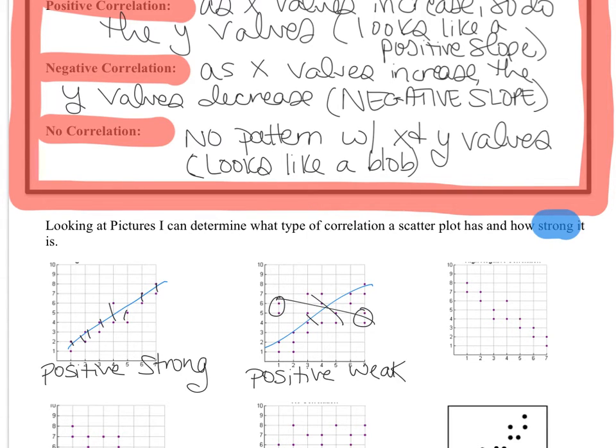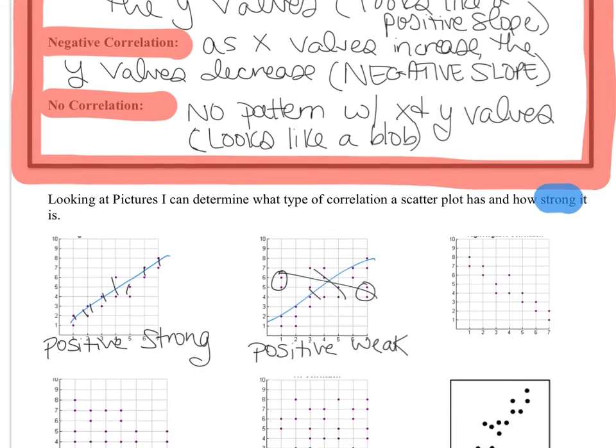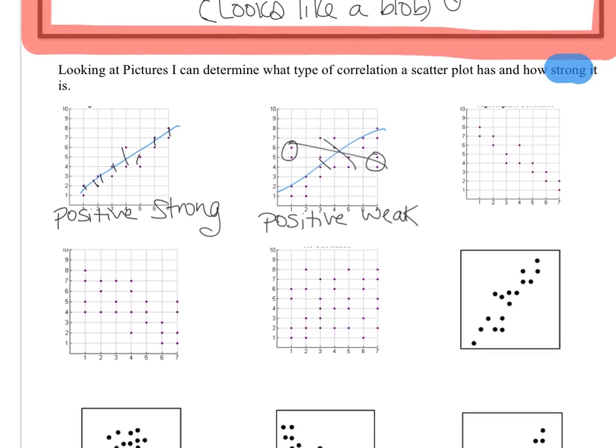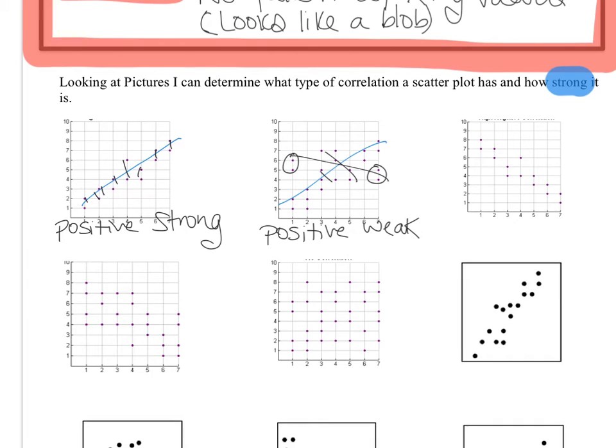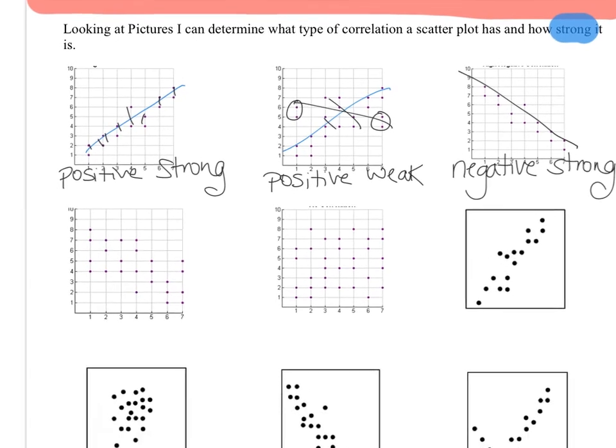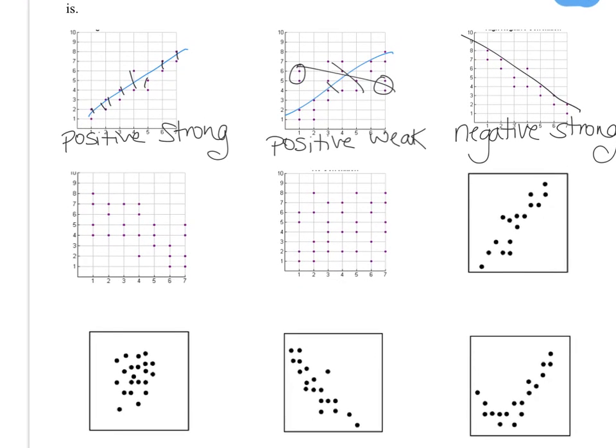Look at the next one. Would you say the next one's positive or negative or none? Well, I think it's negative because if I draw a line, it looks like a negative slope. Would you say it's strong or weak? Well, I'm going to say it's strong because my data values are close together. If you have a hard time knowing if it's going to be a positive, negative, or no correlation, sometimes covering up a couple of points might help you.